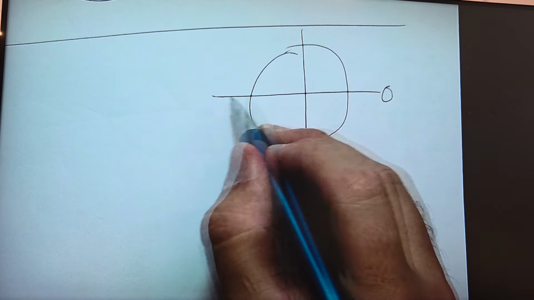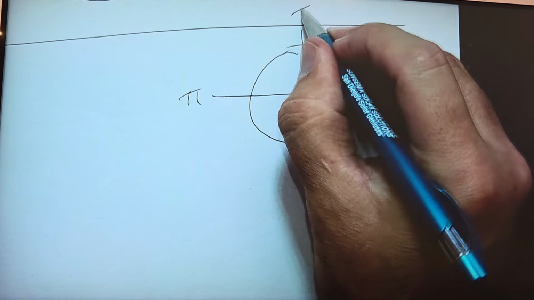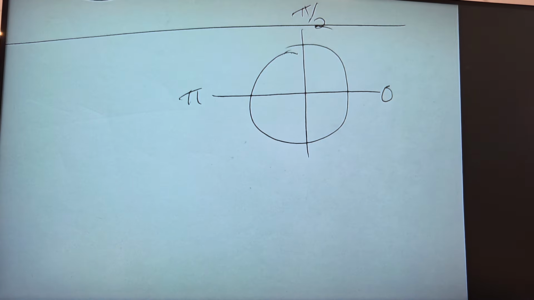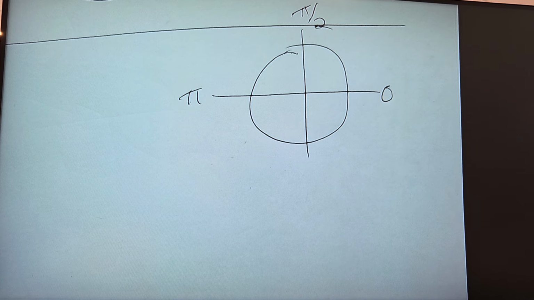That's the conversion. What's 180 degrees? Pi. So this must be half pi. And of course, what is half pi? Pi is 180 degrees, so half of 180 is 90. That's where 90 is. Cool.